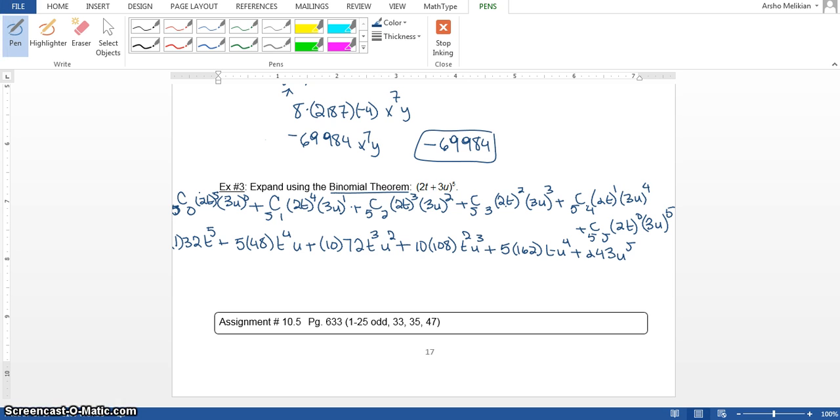Multiply through. This is 32 t to the 5, plus 5 times 48, 240 t to the 4 u, 720 t cubed u squared, 1080 t squared u cubed, 5 times 162, 810 t u to the 4, 243 u to the 5. And that's the expansion.